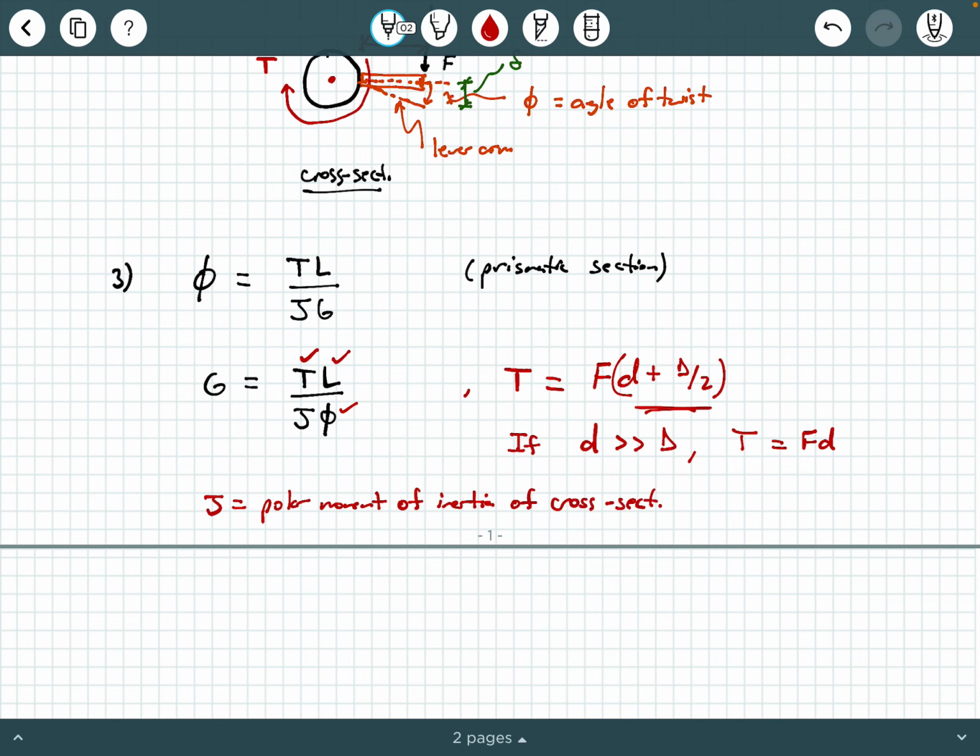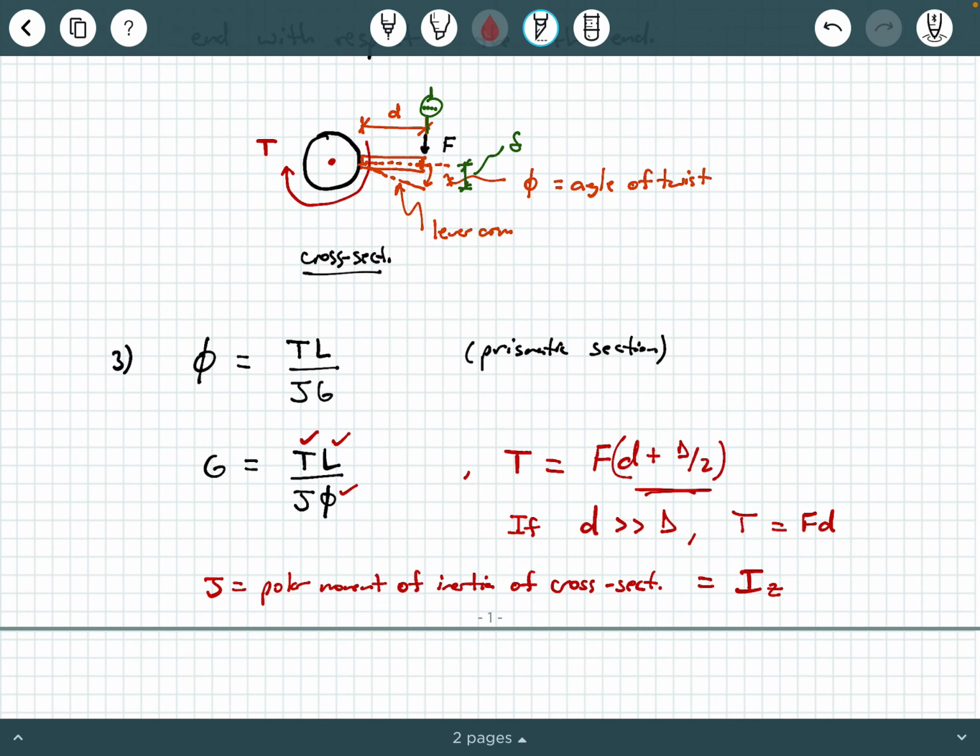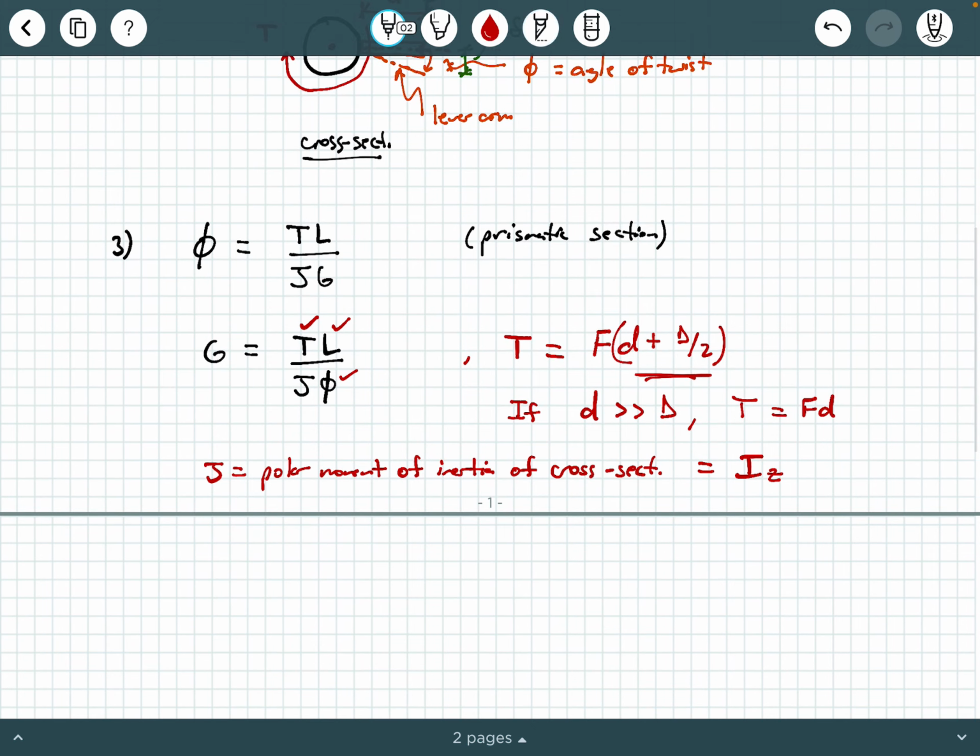And sometimes this shows up as I sub z, okay? The moment of inertia about a z-axis or the pole of the cross-section. So that depends on the shape of the cross-section. Oftentimes we deal with circular shafts, so that would be pi d to the 4th over 32. So we're going to say J is equal to pi d to the 4th over 32 for a solid circular cross section. So that takes care of J.